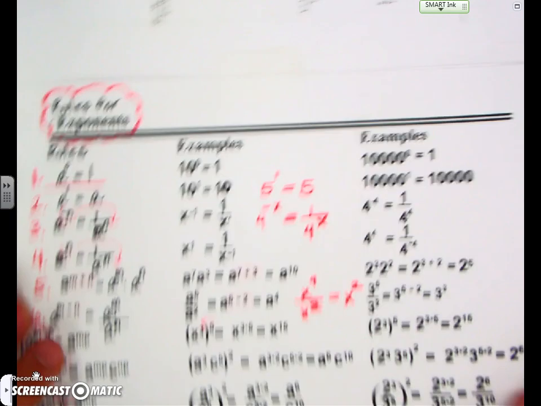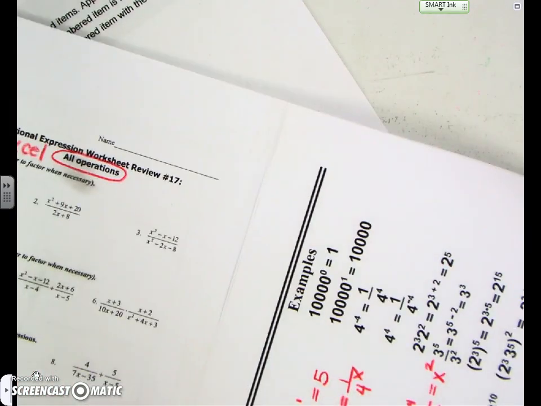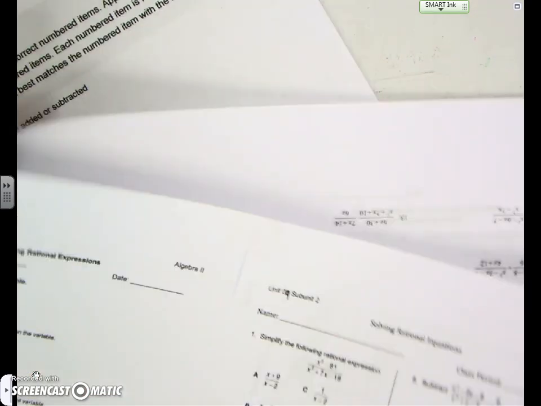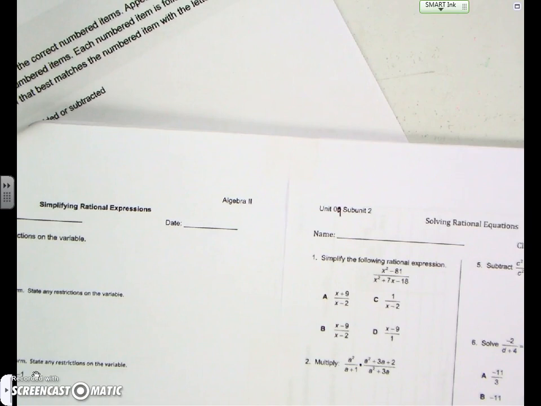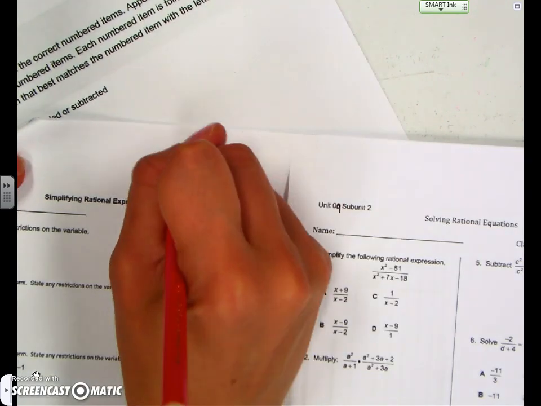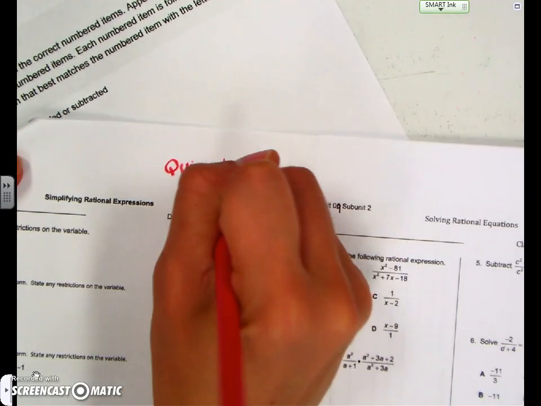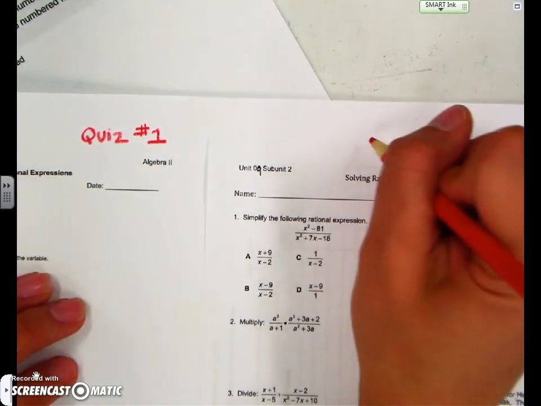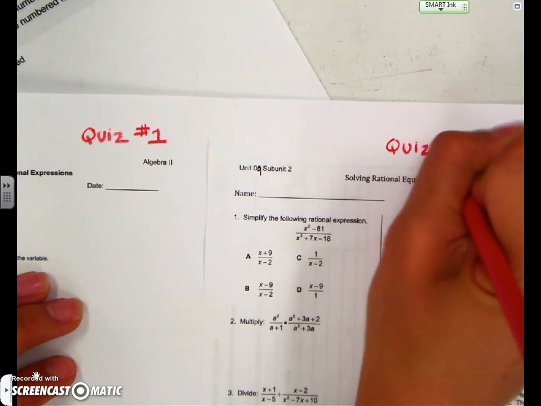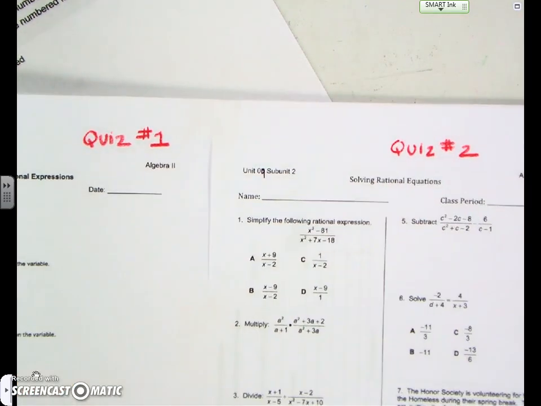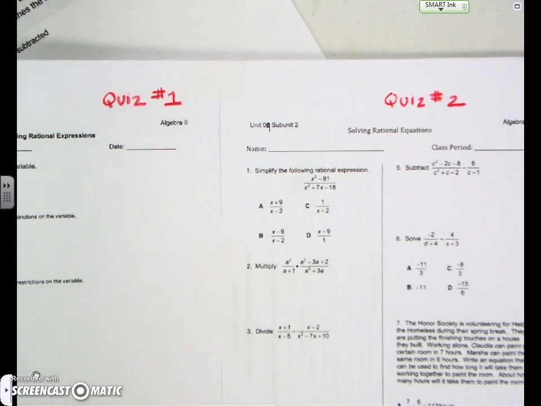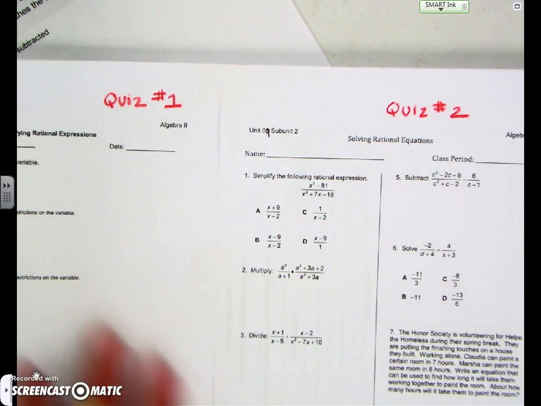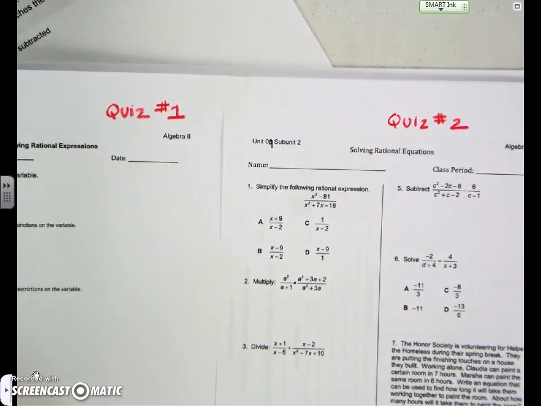Okay, flip to the back side of the front page. The back page looks like this: simplifying rational expressions. This is going to be a quiz. So put quiz number 1, and then on the other side, quiz number 2. Okay, so you will have quiz number 1 on Friday, and you will have the following quiz next week. So our goal is that by the time we finish these quizzes, you would be able to take the test.